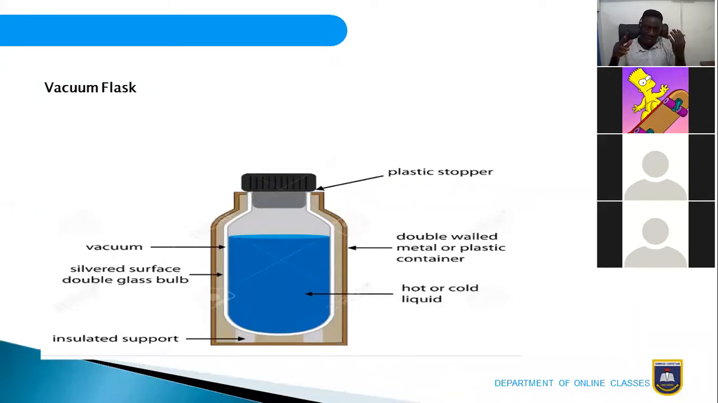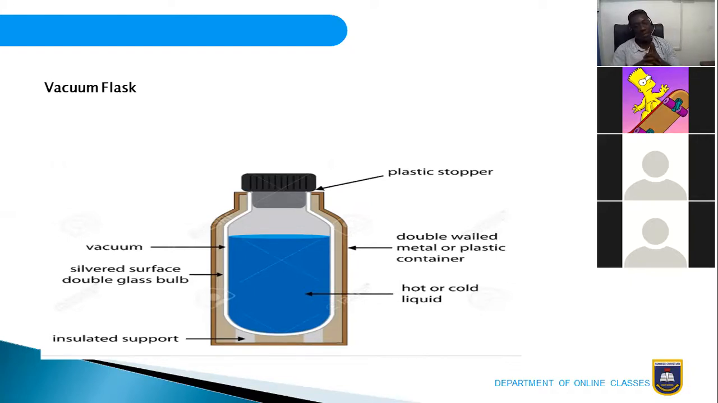So the vacuum flask basically is used to maintain the temperature of the water being stored in it. When you pour hot water into it, it maintains that temperature for a very long time before losing it. When you pour cold water into it, it still maintains the same cold temperature. So either hot or cold, it maintains the temperature. And it has some basic features that help it to maintain this temperature. It has some parts which are very essential in its construction.